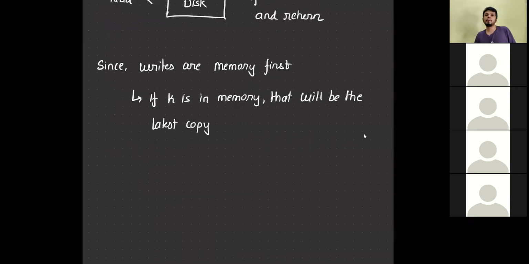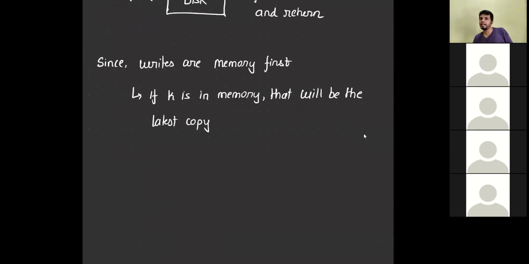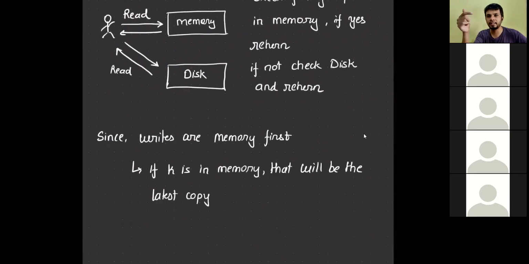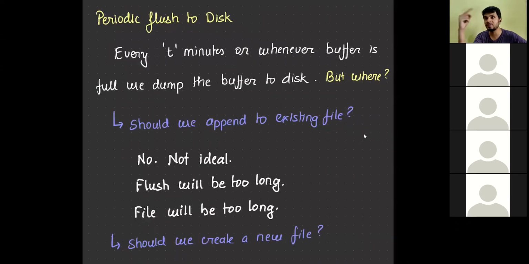Since writes are memory first, if key k is in memory, that will be the latest copy. This is what is leveraged. So the reads first have to go to memory and then to disk. Now we come to the write path, where there are periodic flushes: every t minutes or whenever the buffer is full, we dump it to the disk.